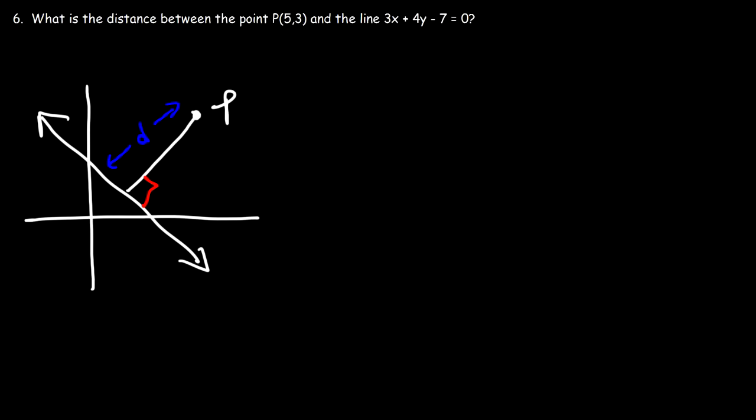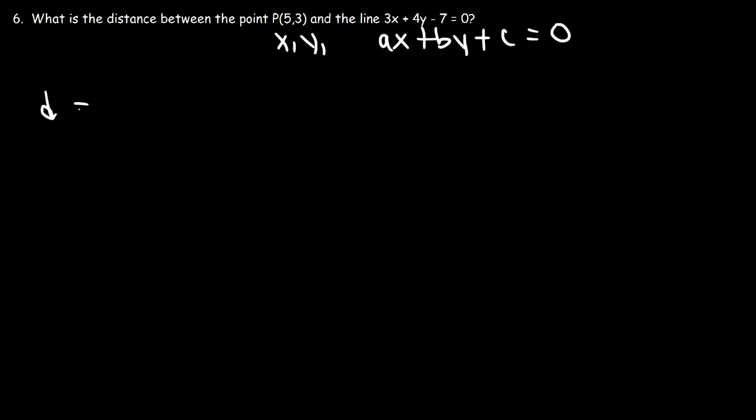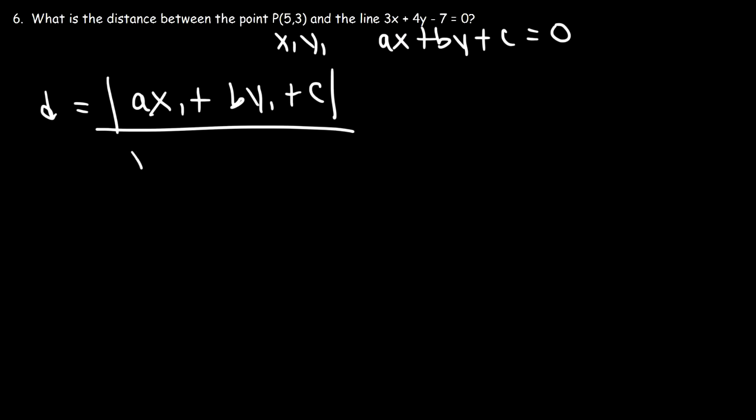And there's a simple formula in which we could do so. So this is going to be x1 and this is y1. And it's in the form ax plus by plus c is equal to 0. So here's the formula that you need. So the distance is going to be the absolute value of ax1 plus by1 plus c divided by the square root of a squared plus b squared.